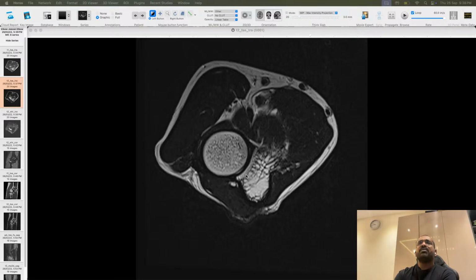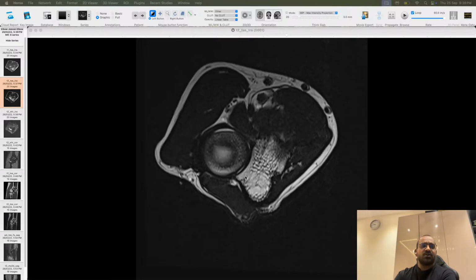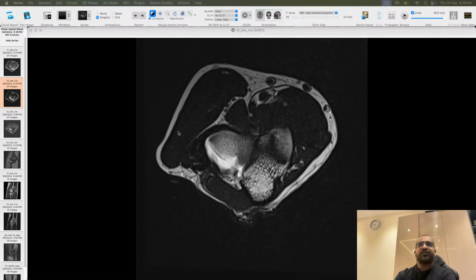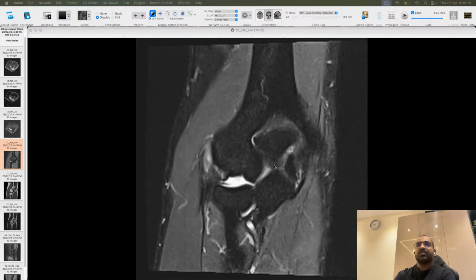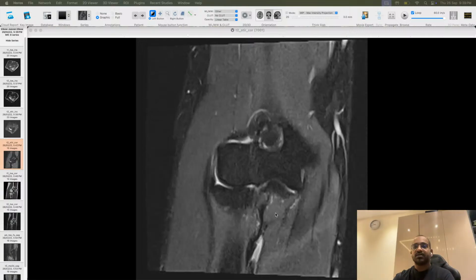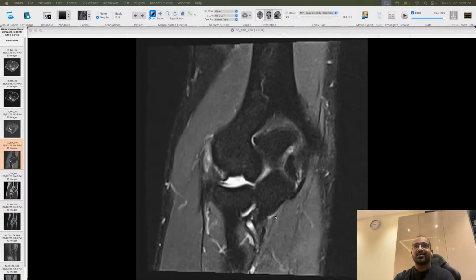There is minimal fluid within the joint, more in the radiocapitellar joint. So minimal joint effusion, predominantly in the radiocapitellar joint. What is the pathology? I think most of you have got it. Most of you have got the diagnosis in this case. It is a simpler thing.